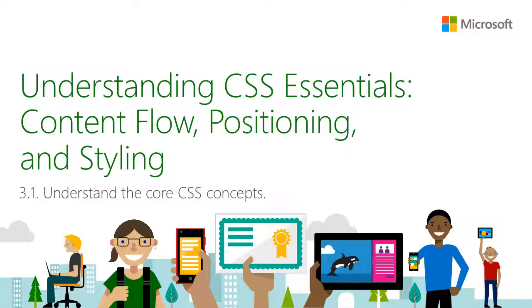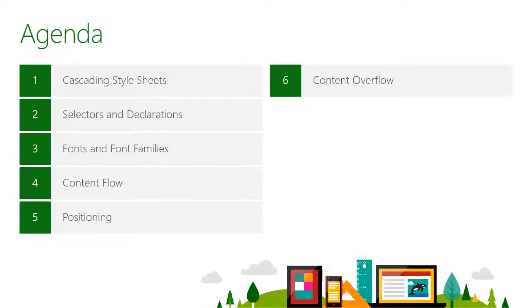Now we're going to be looking at CSS essentials, content flow, positioning and styling. The agenda is a little bit of an intro about cascading style sheets, then we're going to be looking at selectors and declarations, then fonts and font families, then a bit about content flow, then positioning, and then looking at content overflow and different ways to deal with that.